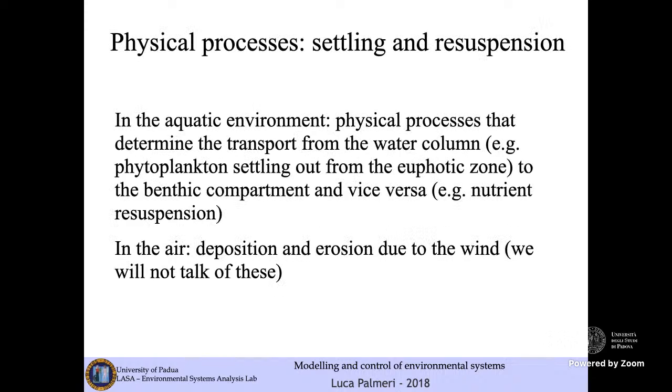In the aquatic environment, the physical processes that determine the transport from the water column, for example, phytoplankton settling out from the aquatic zone to the benthic compartment and vice versa, are the so-called settling processes. The reverse of the settling process is the resuspension, so the vertical movement of material from the bottom of the water ecosystem to the water column. In air, we talk of deposition and erosion due to the wind.